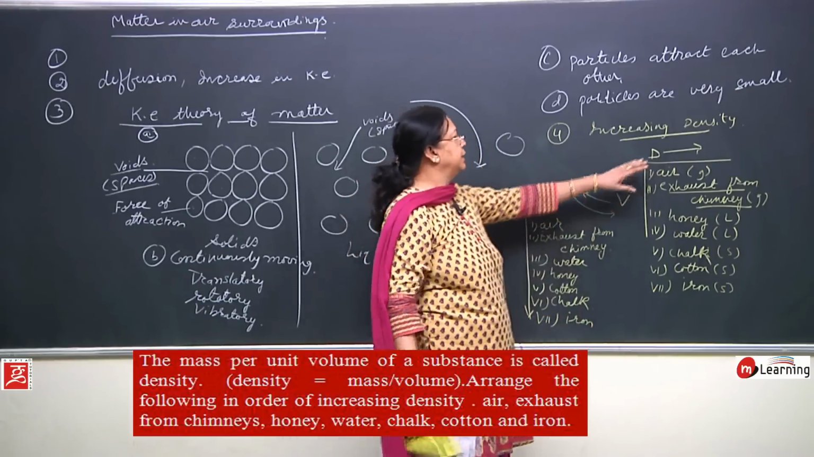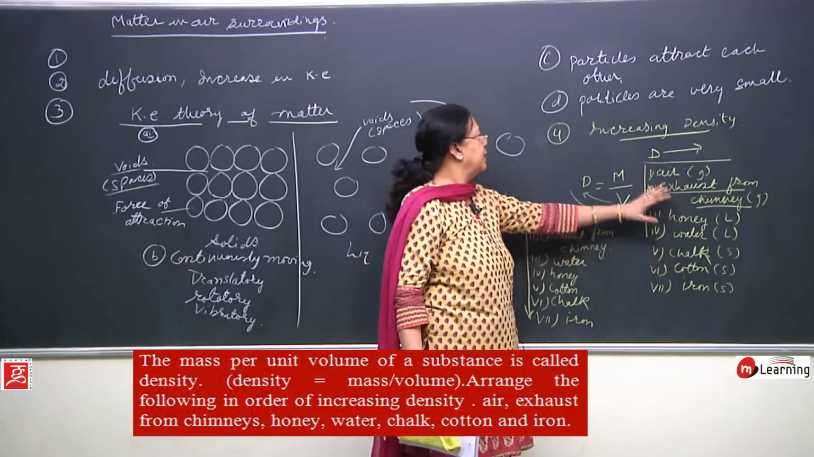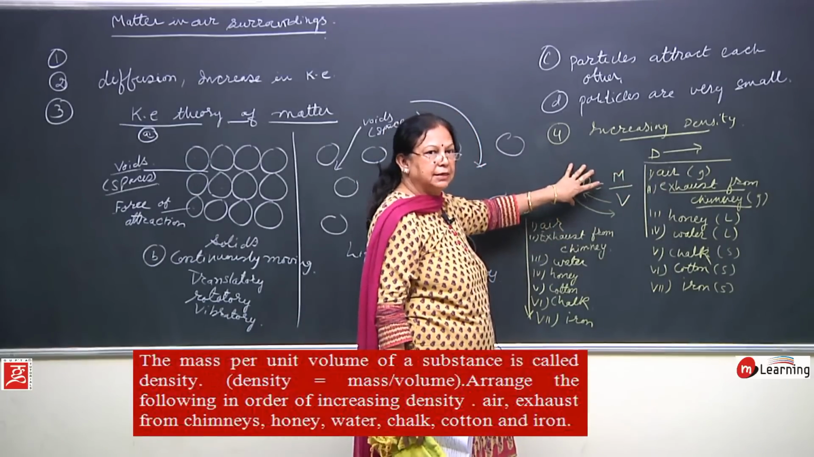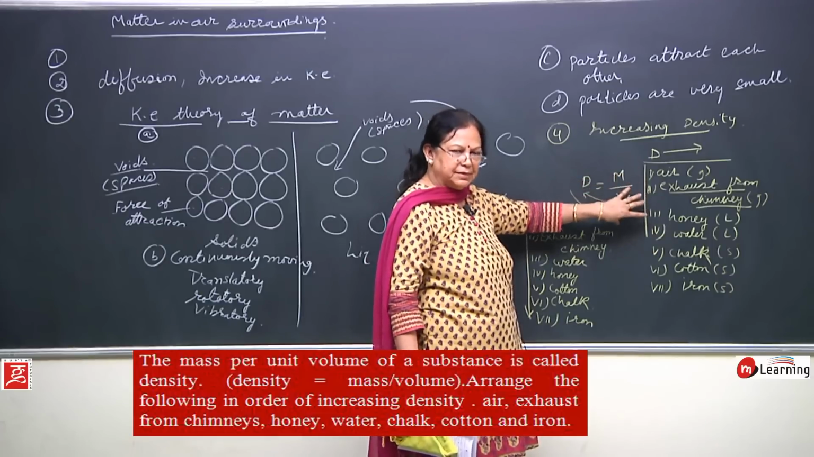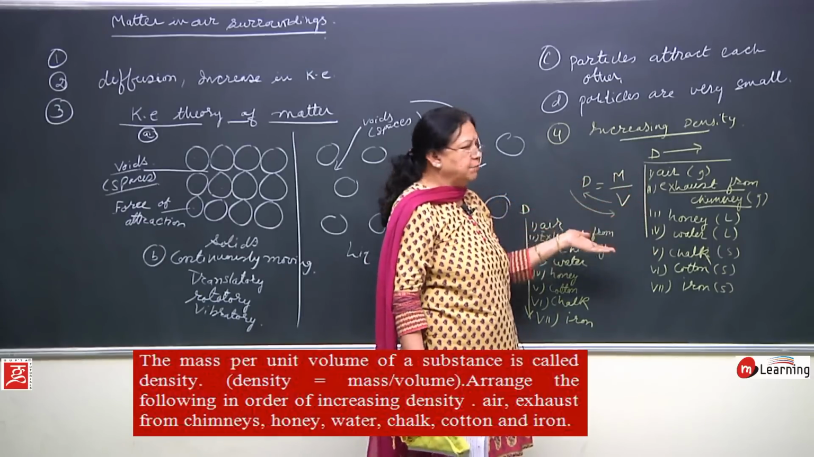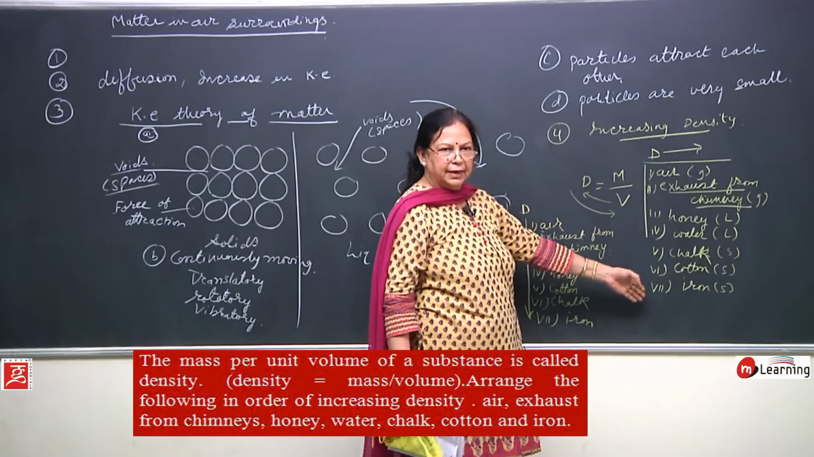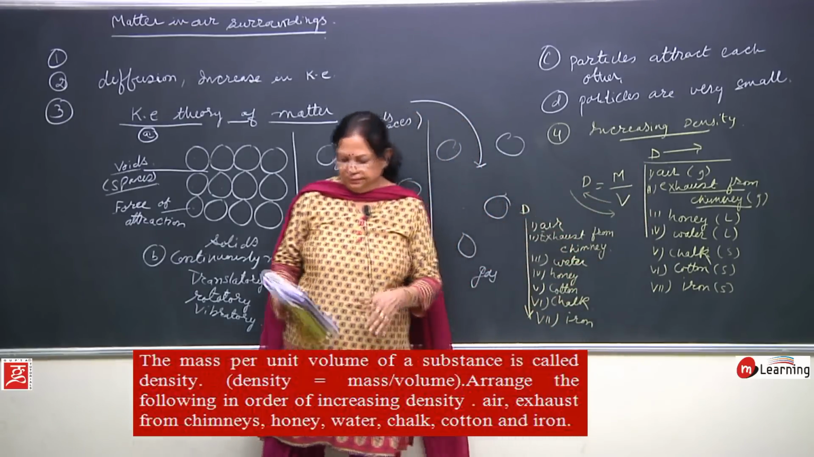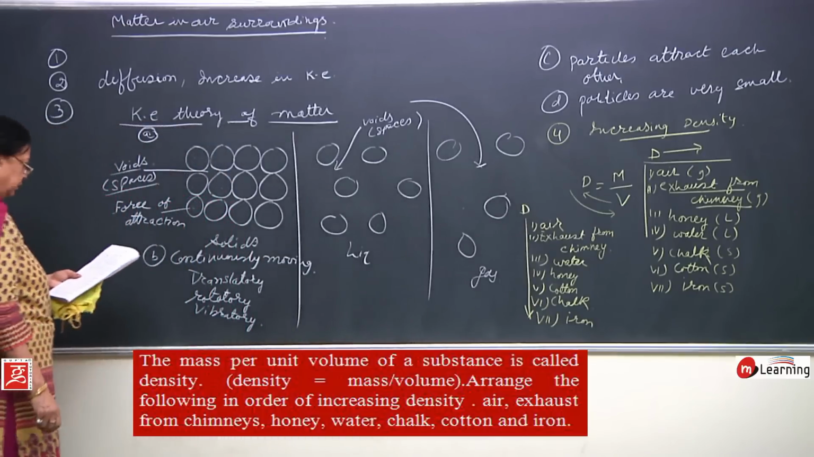All these examples given here are based on density, D is equal to m upon V. If you have the basic concept of how much volume is occupied, then you can easily differentiate them and write the order.